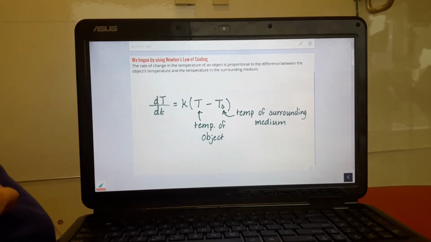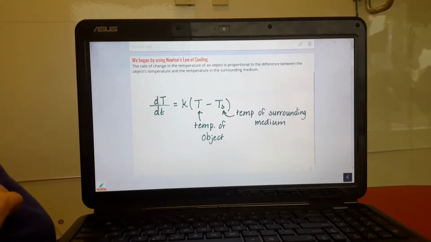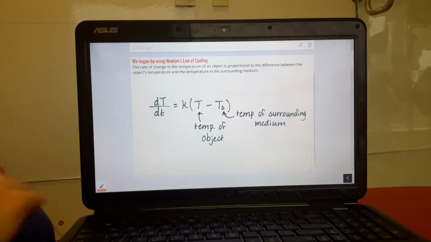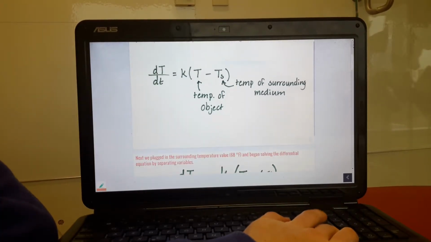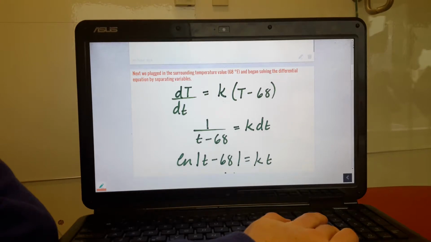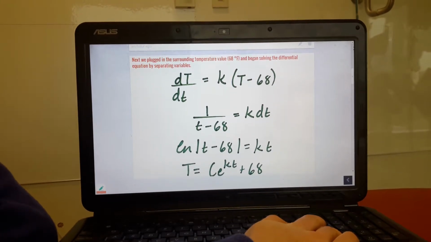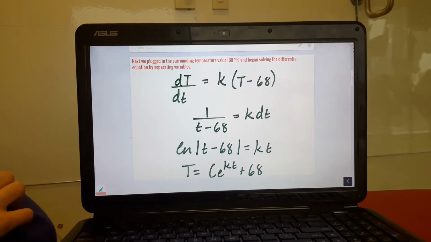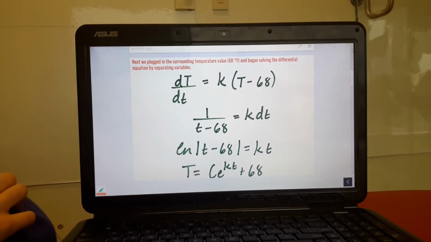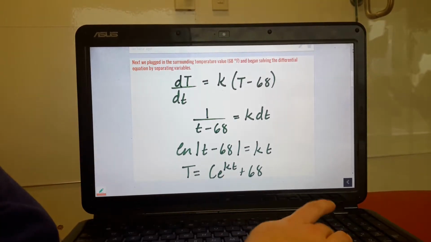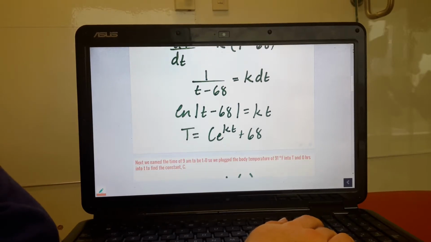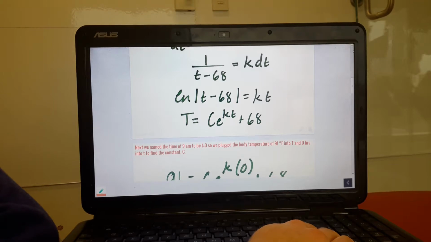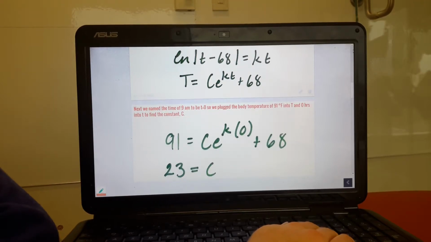So that's the rate of change in the temperature of an object, which is proportional to the difference between the object's temperature and the temperature in the surrounding medium. So next we plugged in the surrounding temperature, which was 68 degrees Fahrenheit, and we began solving the differential equation by separating variables. And for that we got T equals C times e to the kt plus 68.